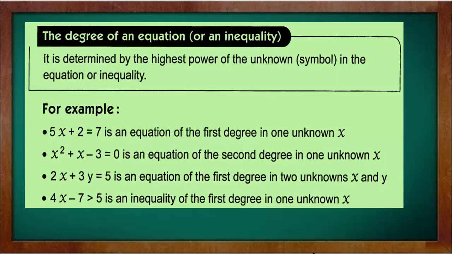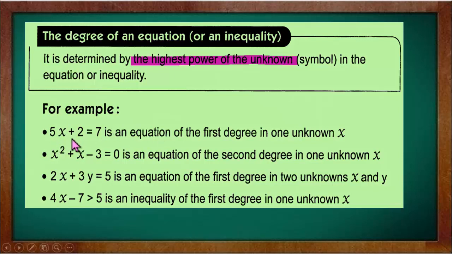Now let's go and see how we can determine the degree of an equation or an inequality. The degree of an equation or an inequality is determined by the highest power of the unknown. So this means that I'm going to look inside the equation or the inequality for my unknowns and then see which one of those unknowns has the highest power. This will be the degree of my equation. Let's go and have some examples.